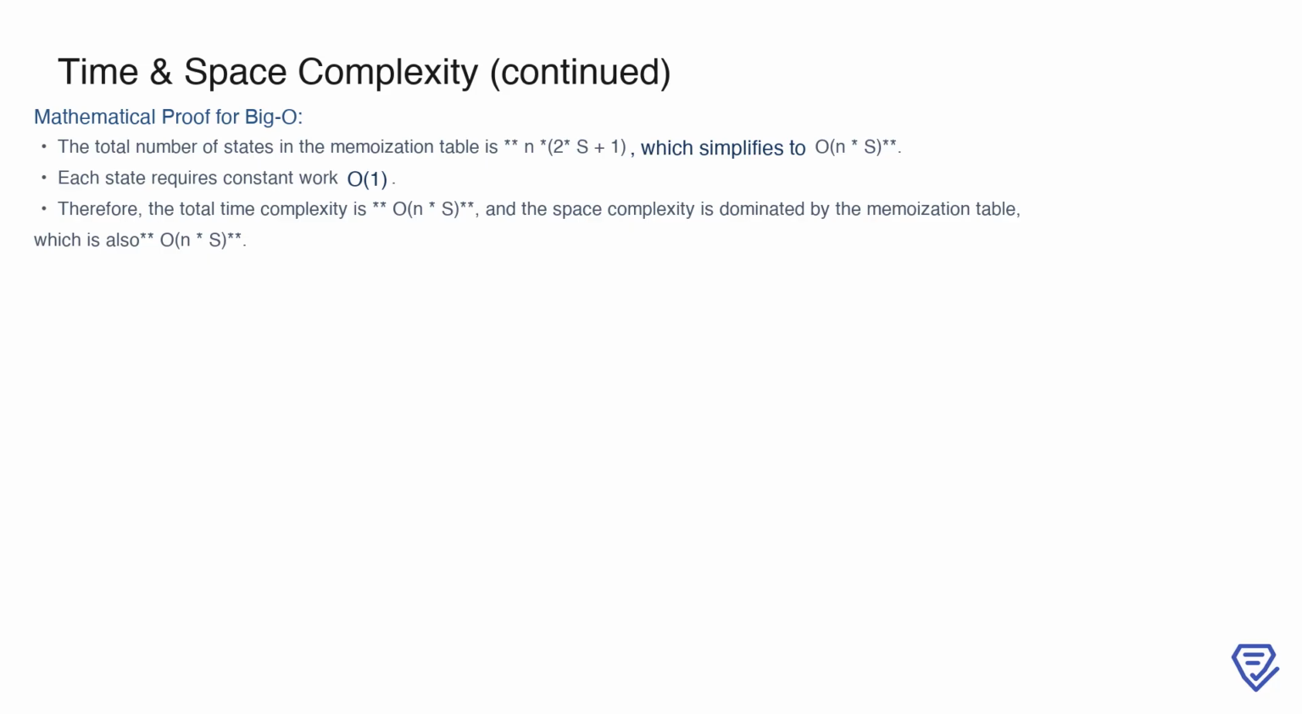Finally, let's solidify our understanding with a mathematical proof of the time and space complexity. The total number of states in the memoization table is determined by the product of n, the length of the array, and 2s + 1, the range of current_sum. This simplifies to O(n * s). Since each state requires a constant amount of work, or O(1), the total time complexity becomes O(n * s). For the space complexity, the memoization table, which stores results for all these states, dominates at O(n * s). While the recursion stack adds an additional O(n), it does not affect the asymptotic space complexity.